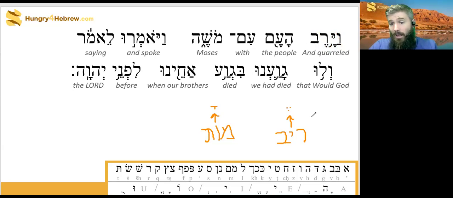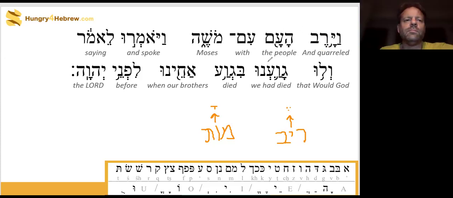Vayarev, vayamot, vayakom, vayashir, and he sang. So that segol tells us that we have a missing yod. The kamatz katan tells us we have a missing vav, but they are both hollow, and those hollow root letters vav and yod go missing. And he quarreled. Who did? Ha'am. Wait, I thought people was plural. It's a collective noun.